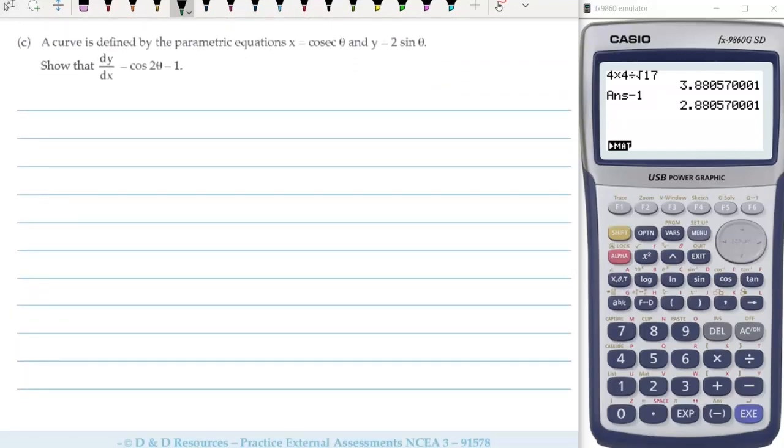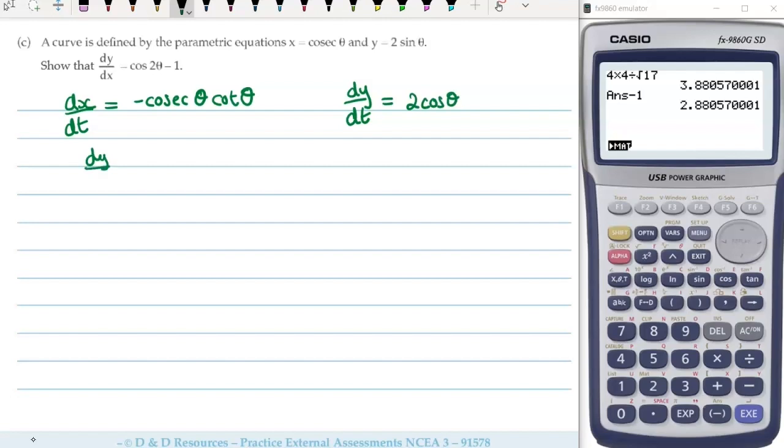Parametric equations for part C. You probably need to look these ones up on the formula sheet. So dx by dt, differentiating cosec, we get minus cosec theta cot theta. It's on the table on your formula sheet, so don't worry about it too much, just look it up. Dy by dt, well, sine differentiates to cos, so we get 2 cos theta.